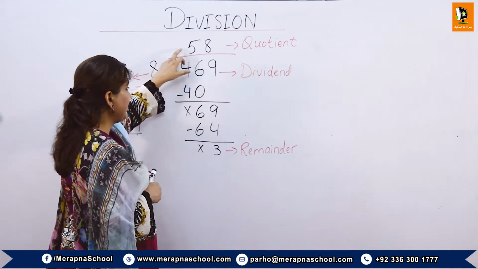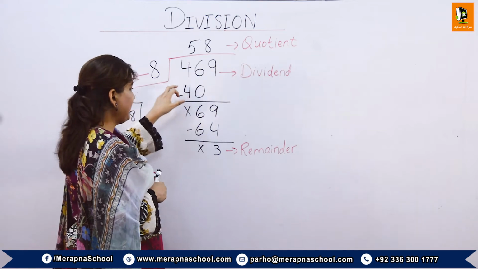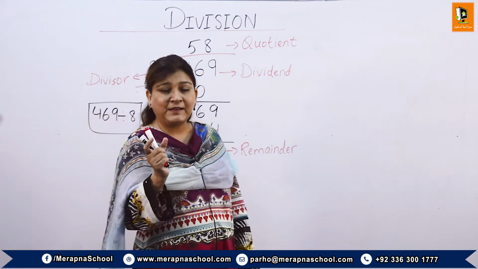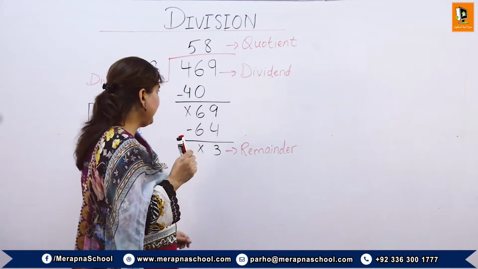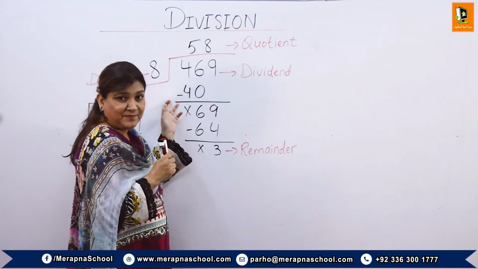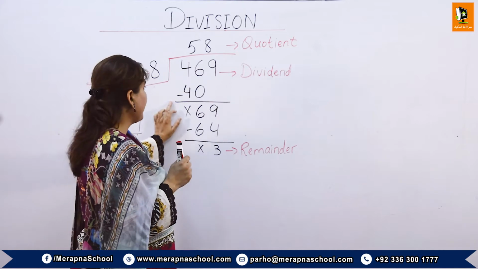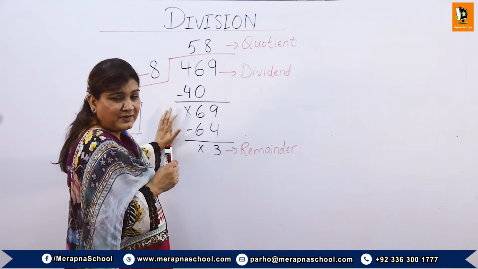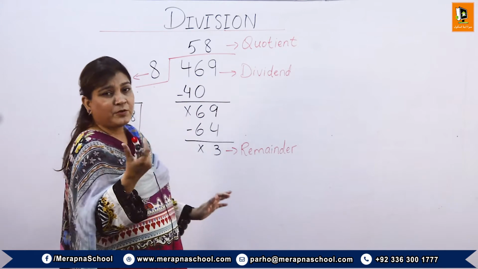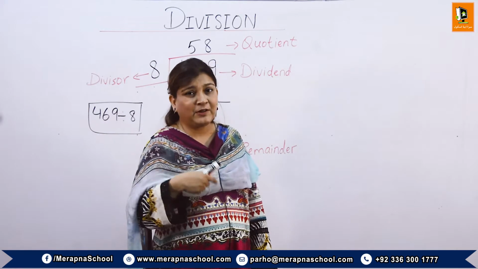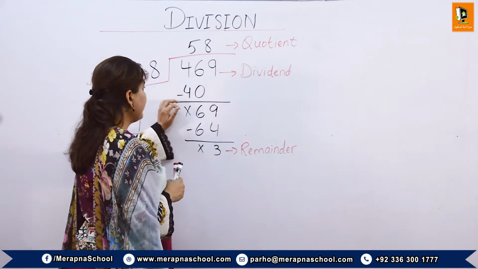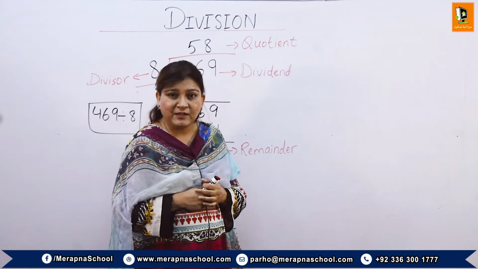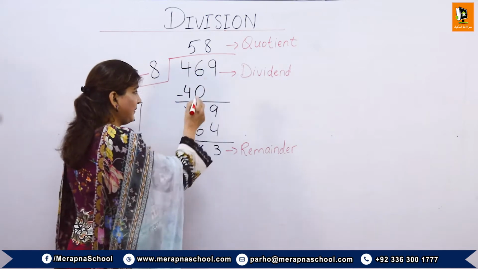Now, 8 5s is 40. Now, I write 40 here. After writing the product 40, we have to subtract. 6 minus 0 is 6 and 4 minus 4 is also 0. So, instead of 0, I have put a cross over here, but you can also write 0. Now, 6 cannot be divided by 8. So, we have to copy another number.